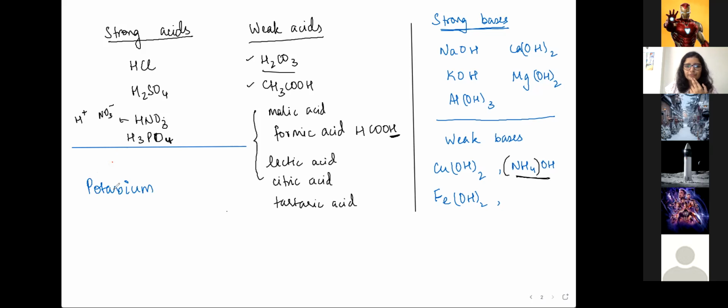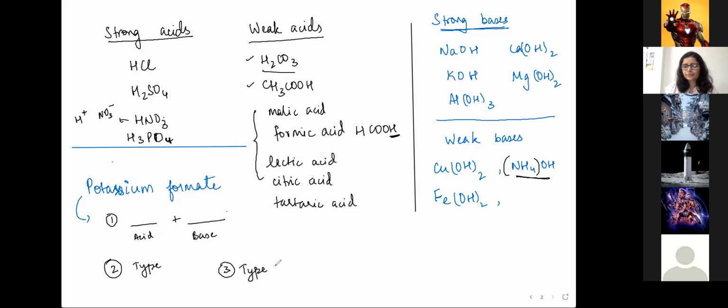So this time I'll give you the name of the salt. Potassium formate. So three steps. One, figure out which acid plus base. Second step, what is the type of acid and base? And then third step, figure out what type of salt it is.